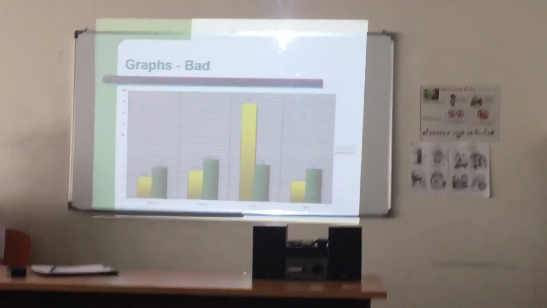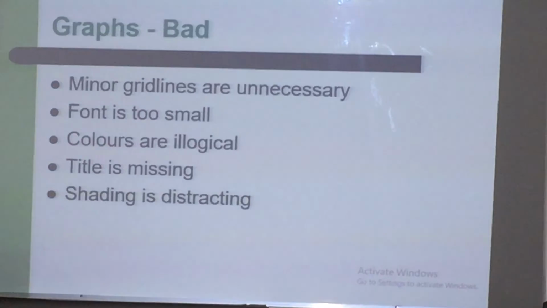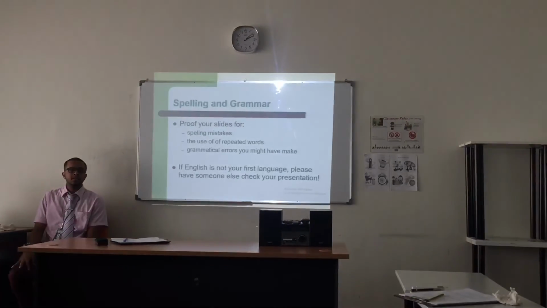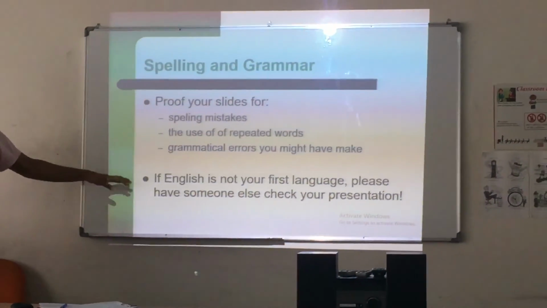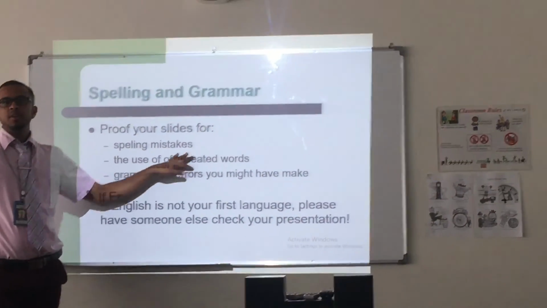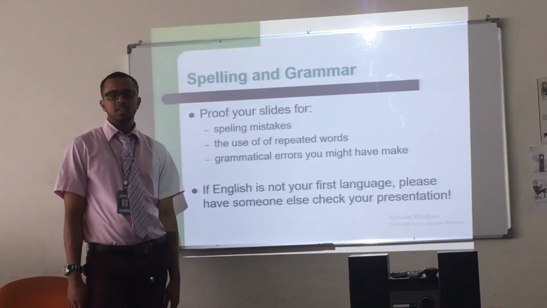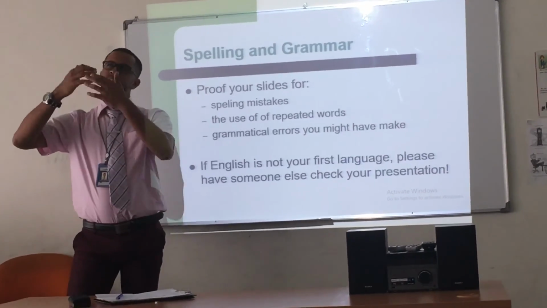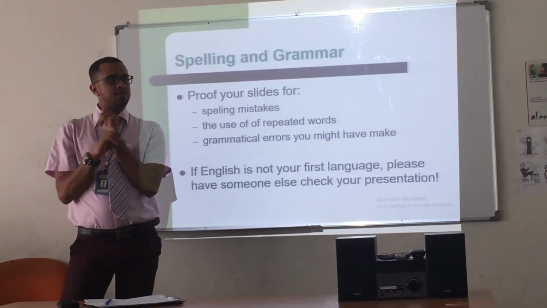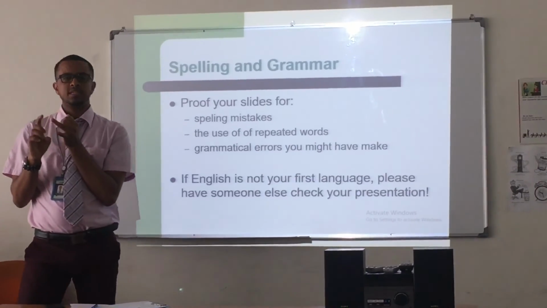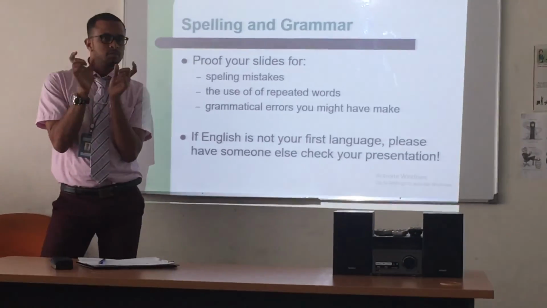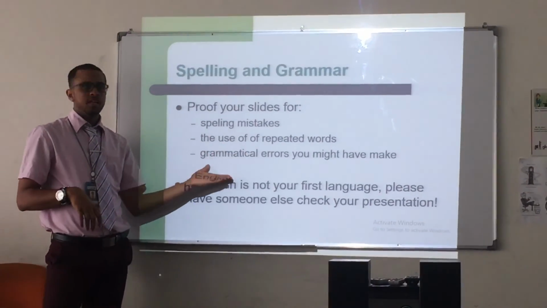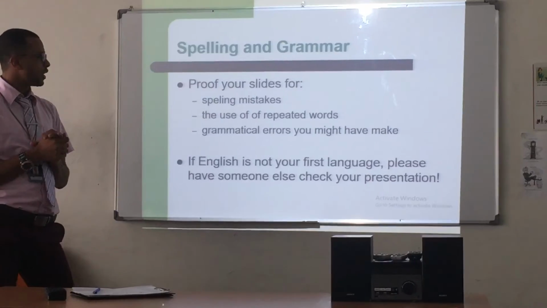Okay. Moving on. Bad examples, as I explained before: shading, lines, everything. Grammar, spelling. Proof your slides. What's the meaning of proof your slides? It means check the mistakes. When you finish writing, you go through the slides and check your language. How is the grammar? How is the spelling? How is the sentence? Is it a good one, a bad one, and so on. Spelling mistakes, grammar mistakes, all the mistakes, check them.